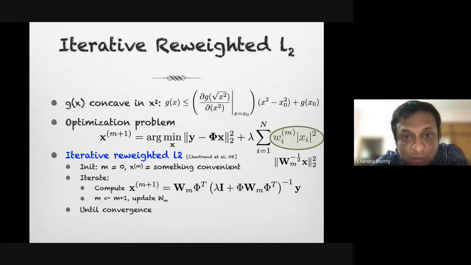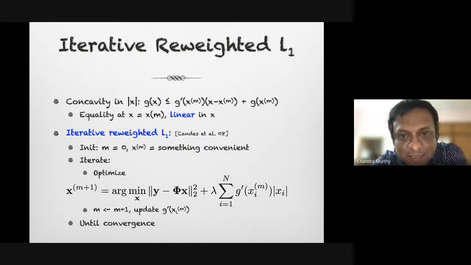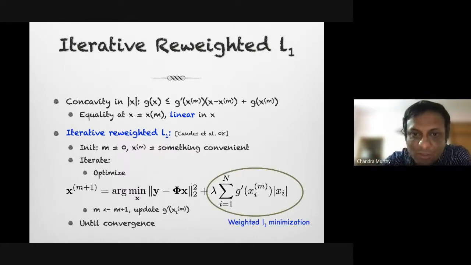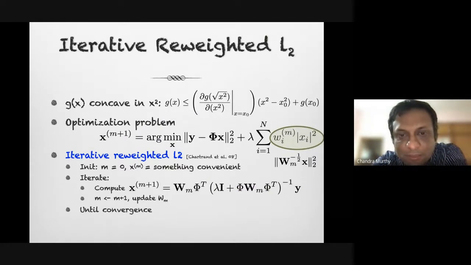Now, if g of x was actually concave in x squared, then what one can do is to consider a first order Taylor series expansion, which is what we did in the previous slide also. The right hand side here is a first order Taylor series expansion of g of x around the point xm, but with the expansion done using x squared. So you take the derivative of g of x with respect to x squared, and then your error term will be x squared minus x0 squared plus g of x0. In this case, if you substitute for this upper bound in the original cost function, the sub problem that you need to solve turns out to be of this form.